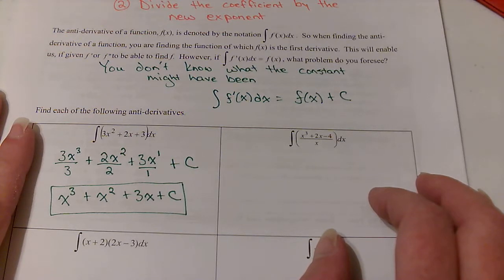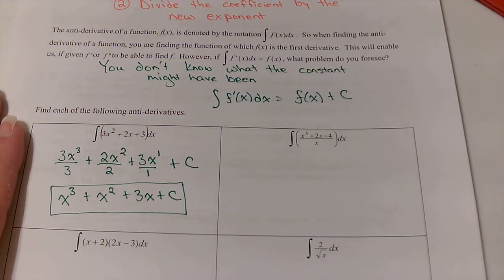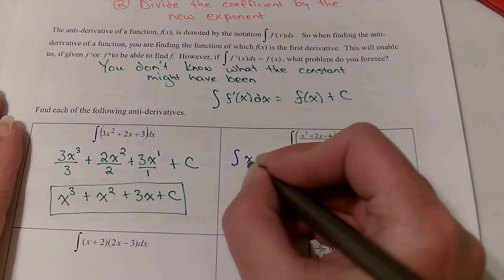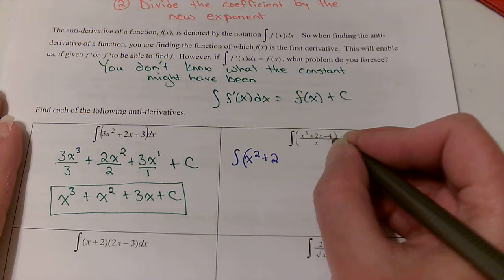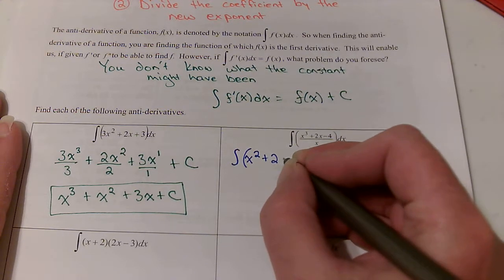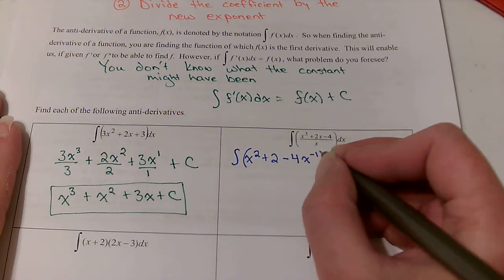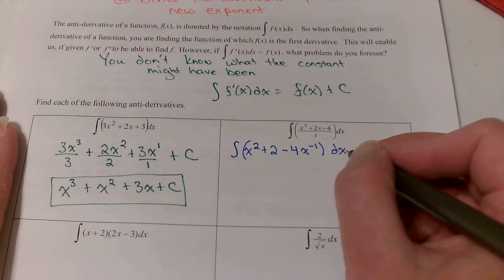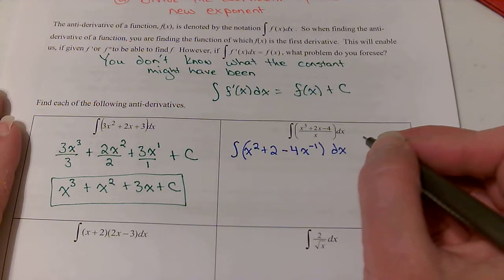Oh, that's ugly. Maybe I should clean it up a little bit. So let's clean that up before we start. x cubed divided by x is x squared. 2x divided by x is 2. And then that's negative 4 divided by x. Well, I can rewrite that as 4x to the negative 1, dx. And we always have this dx because remember the dy dx, this is just saying x is our variable that we're taking the antiderivative of.